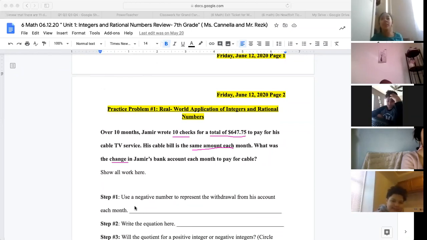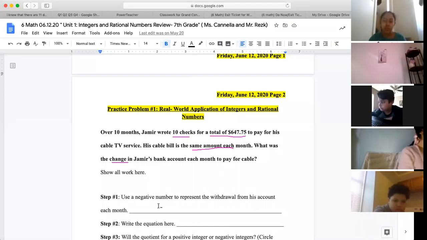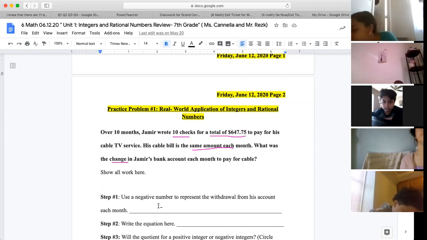Can you write negative $647.75 on step 1 for me? Make sure you put the dollar sign. So on step 1, we're going to change, as Demi said, the total amount of money is now negative $647.75 because that's the money he's taking out of the account.